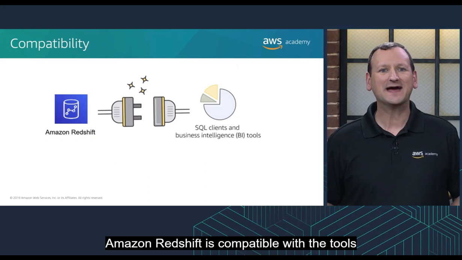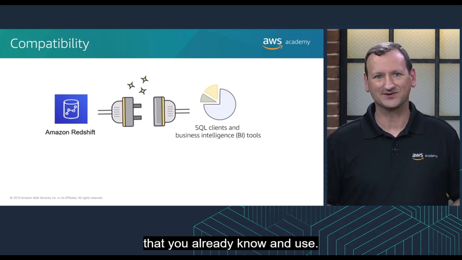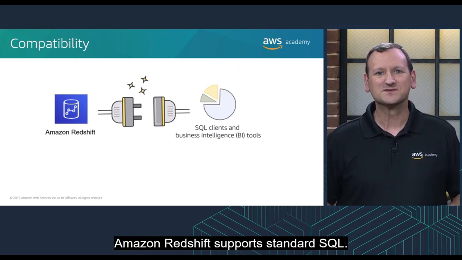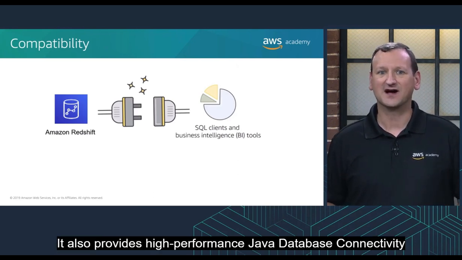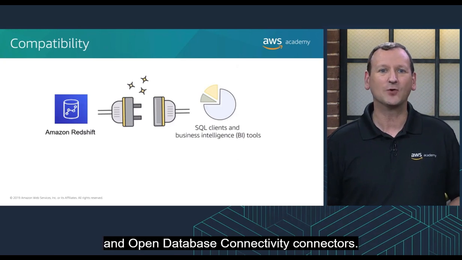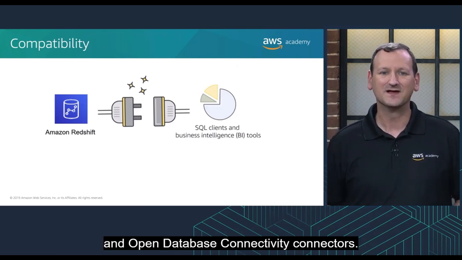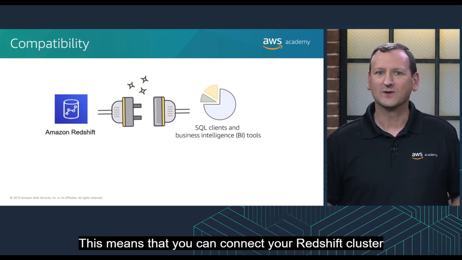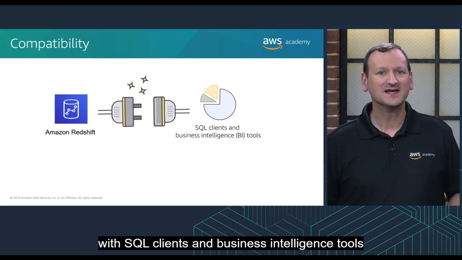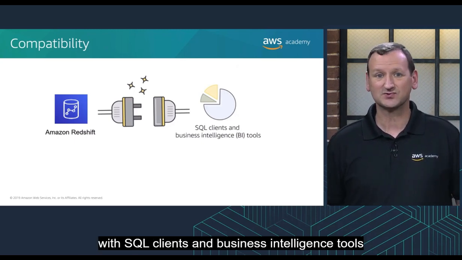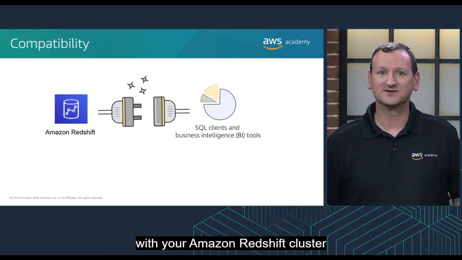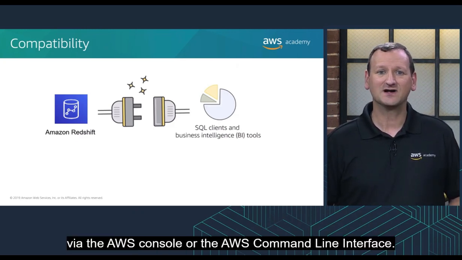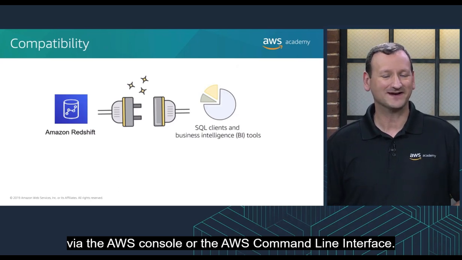Amazon Redshift is compatible with the tools that you already know and use. Amazon Redshift supports standard SQL. It also provides high-performance Java Database Connectivity and Open Database Connectivity connectors. This means that you can connect to your Redshift cluster with SQL clients and business intelligence tools of your choice. You can also interact directly with your Amazon Redshift cluster via the AWS console or the AWS command line interface.